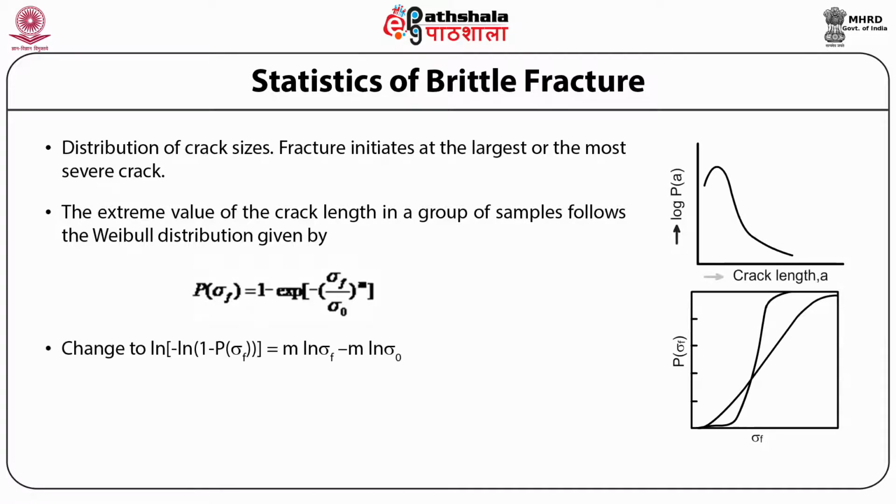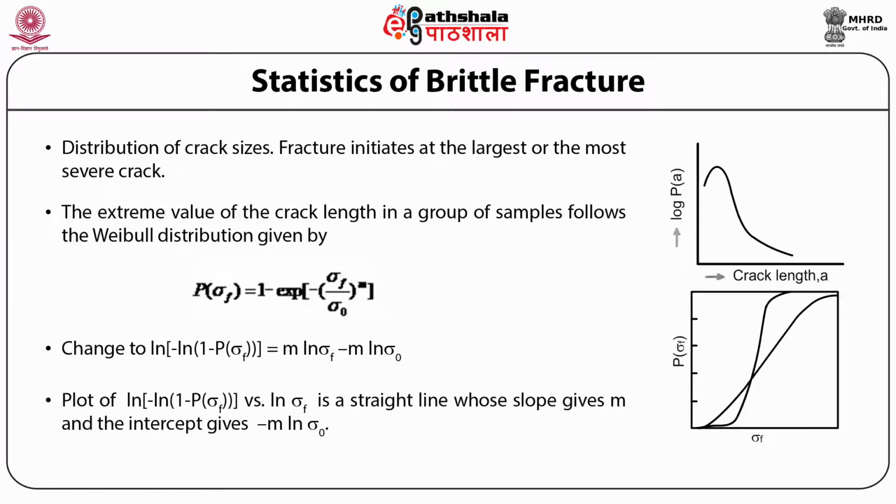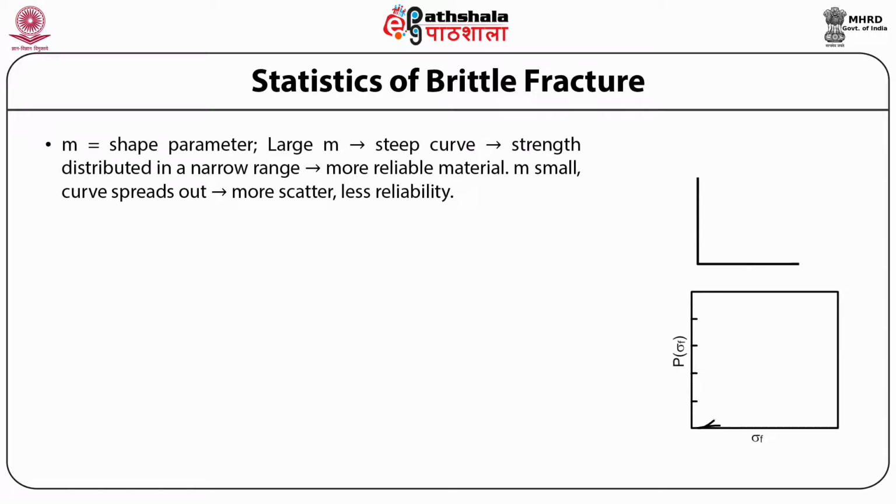So the change to ln of minus ln (1 minus P of sigma f) equal to m ln sigma f minus m ln sigma naught. So the plot of ln of minus ln (1 minus P of sigma f) versus ln sigma f is a straight line whose slope gives m and the intercept gives minus m ln sigma naught, where m is a shape parameter.